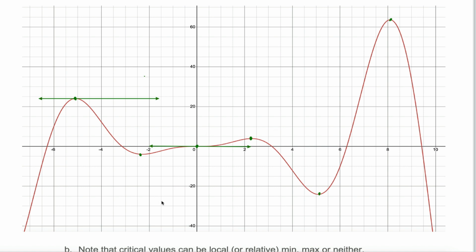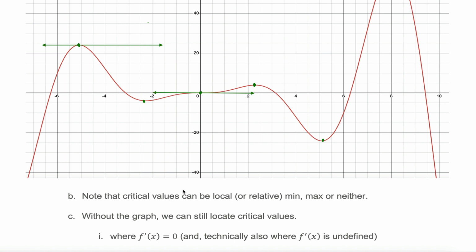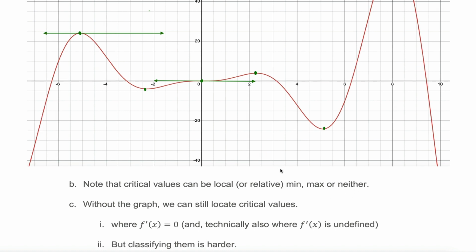You may be wondering why we care so much about critical values. Well, critical values kind of come in 3 different flavors. A critical value can either be a local minimum, a local maximum, or neither a local minimum nor a local maximum. You may not even need me to define those terms for you, but I'm going to do it anyways. When we talk about a local minimum, we're just talking about a point whose height is less than the height of all of its immediate neighbors, loosely speaking.